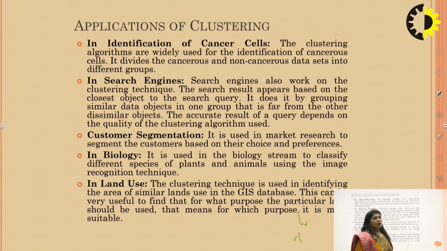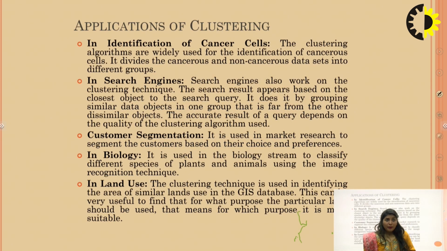In biology, it is used to classify the different types of plants and different species of plants and animals using the image recognition technique. In land use, the clustering technique is used in identifying the area of similar lands. Used in the GIS survey, this can be very useful to find for what purpose the particular land should be used. Suppose the land is not fertile or not usable, we can use it for other purposes, like we can build plots. So basically, we can identify the land type by using the clustering algorithm.